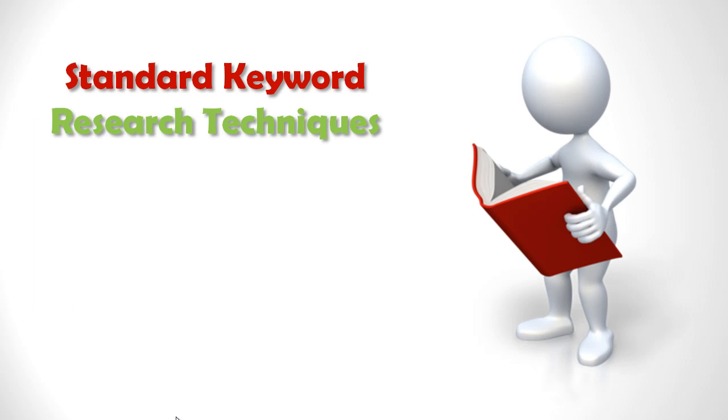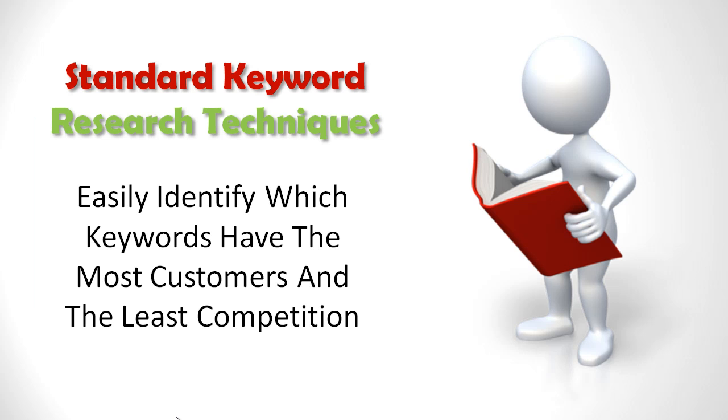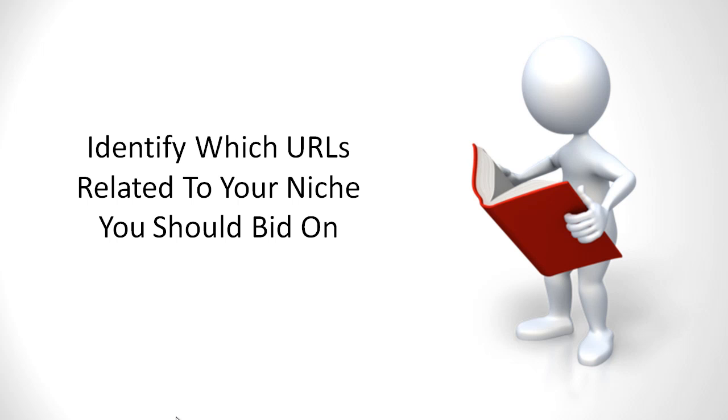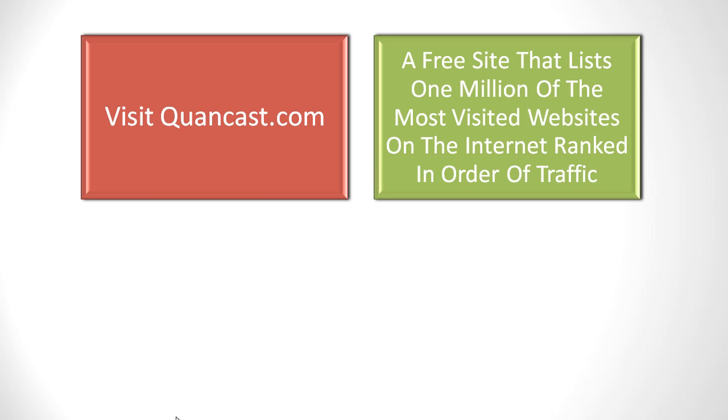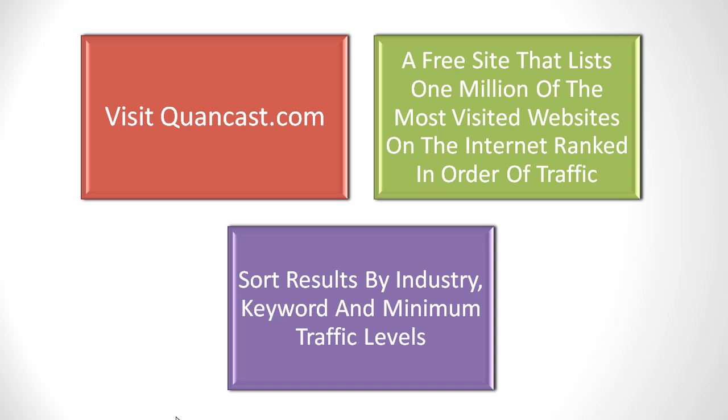Standard keyword research techniques can easily identify which keywords within your niche have the most customers and the least competition. To identify which URLs related to your niche you should bid on, start by visiting the website quantcast.com. This is a free site that lists 1 million of the most visited websites on the internet, ranked in order of traffic. You can sort results by industry, keyword, and even minimum traffic levels.